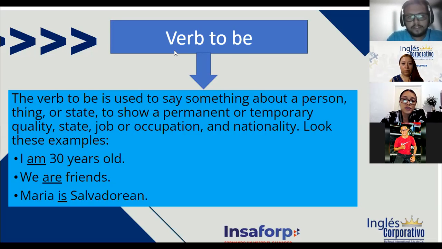About a person, thing, or a state. To show a permanent or temporary quality. A state, job, or occupation. And nationality. Look at these examples. Thank you, Alfredo.